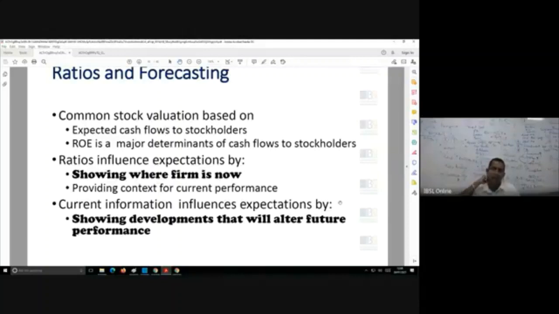You have to have a proper strategy for that. Current information influences expectation, showing the developments that will alter further performance. Like if your raw material prices are going up, your gross profit margin will come down, so you can't have a better position in the future. If you are predicting GP margin to go up, you have to say why.